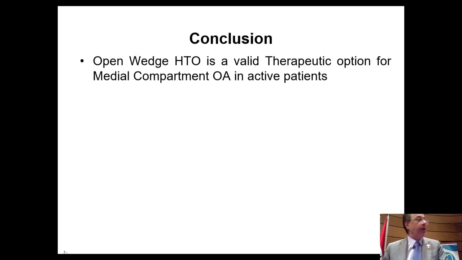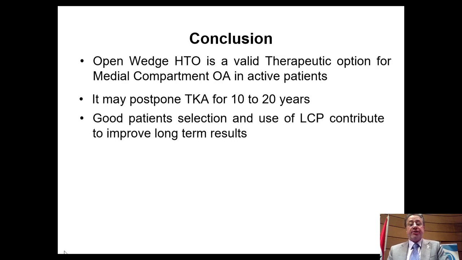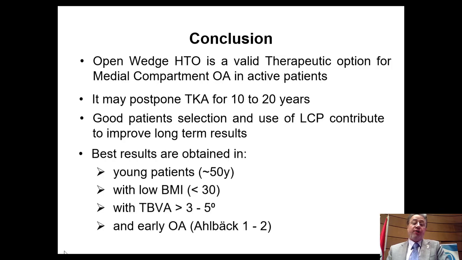In conclusion, open wedge high tibial osteotomy is a good option for medial compartment osteoarthritis in an active patient. It may postpone the replacement for 1 to 2 decades. Good patient selection and use of the locking plates contribute to improve long-term results. The best results are obtained in young patients with low BMI, with a tibial bone varus angle more than 3 to 5 degrees, and in early osteoarthritis.